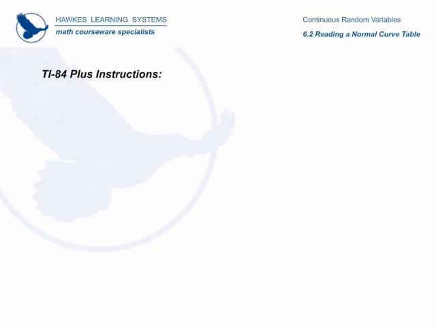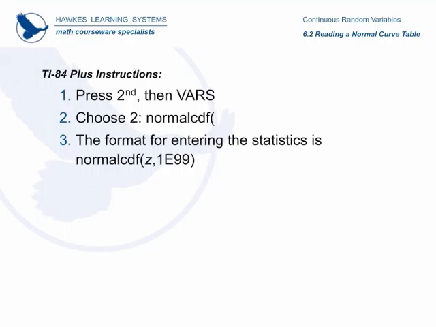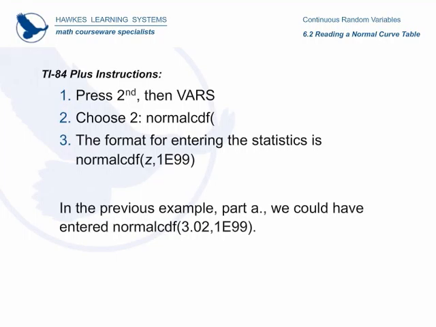Now let's see how we can find our values using our TI-84 Plus. First, you would press the second key, then vars. Next, you would choose 2, normalcdf. The format for entering the statistics is normalcdf(Z, 1E99). In the previous example, part A, we could have entered normalcdf(3.02, 1E99), and that would have given us our answer.